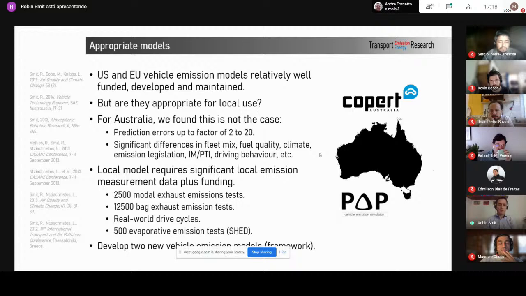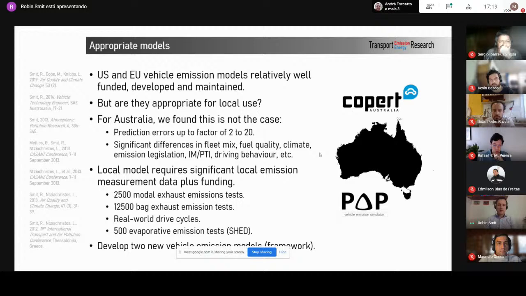So we started with comparing our measurements with predictions from different models, and we found that the prediction errors were quite substantial, up to a factor of 20. And it's not surprising, because you have significant differences in the fleet mix, which I will talk to a little bit more. We have different fuel quality standards. The climate is wide-ranging. It's a big country. We have lagging emission legislation. We don't have any inspection and maintenance or PTI programs in place here. There might also be slight differences in driving behavior, and there might be more reasons for the differences.